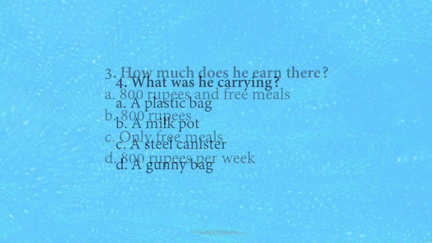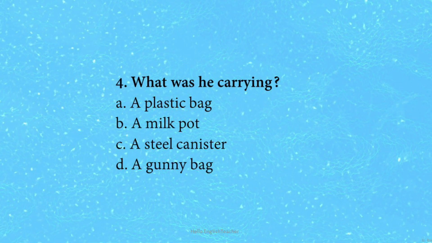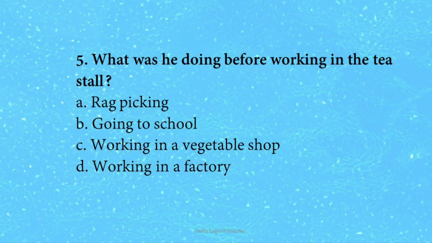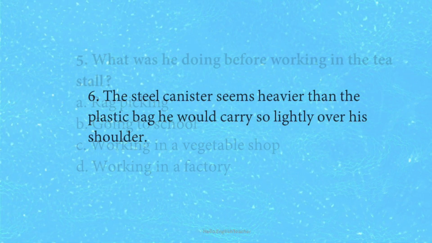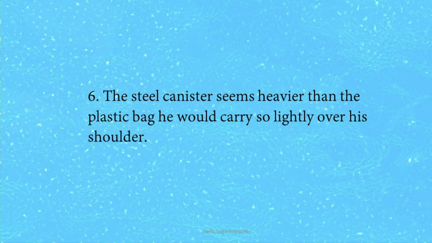So next question, what was he carrying? A plastic bag, a milk pot, a steel canister, a gunny bag. So he was carrying a steel canister. What's a canister? Canister is a container. So question number 5, what was he doing before working in the tea stall? Rag picking, going to school, working in a vegetable shop, or working in a factory? We know that he was a rag picker who was always scrounging for gold in the garbage. So let's look at the next extract.